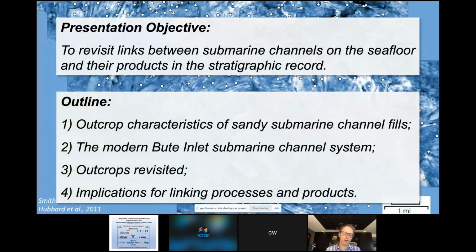And then I'll head to that Butte Inlet submarine channel system that I briefly showed a picture of at the start from Western Canada. I get a whole bunch of new ideas, things I had never thought about before, and most people hadn't, just because we didn't have the data to be inspired by, if you will. And I'm going to take what I learned from Butte, and I'm going to head back to the same old outcrops and relook at some of the outstanding questions that I had. And then conclude with some ideas about the implications for all of this work.